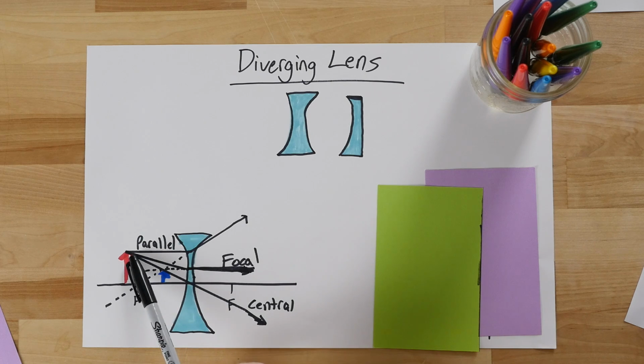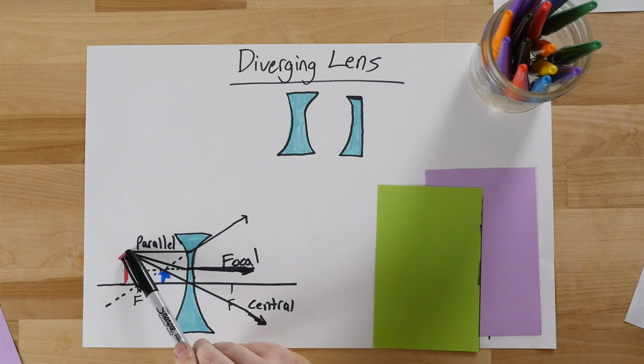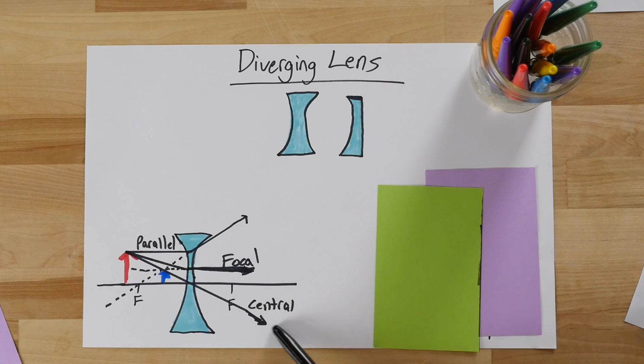I need to define three principal rays to find the image that I'm creating. The parallel ray will come in parallel to the optical axis and diverge away from the near side focal length, so I can trace my line back to show that it actually goes through that focal length. The central ray, as with both types of lenses that we'll look at, just goes straight through the middle of the lens unperturbed.